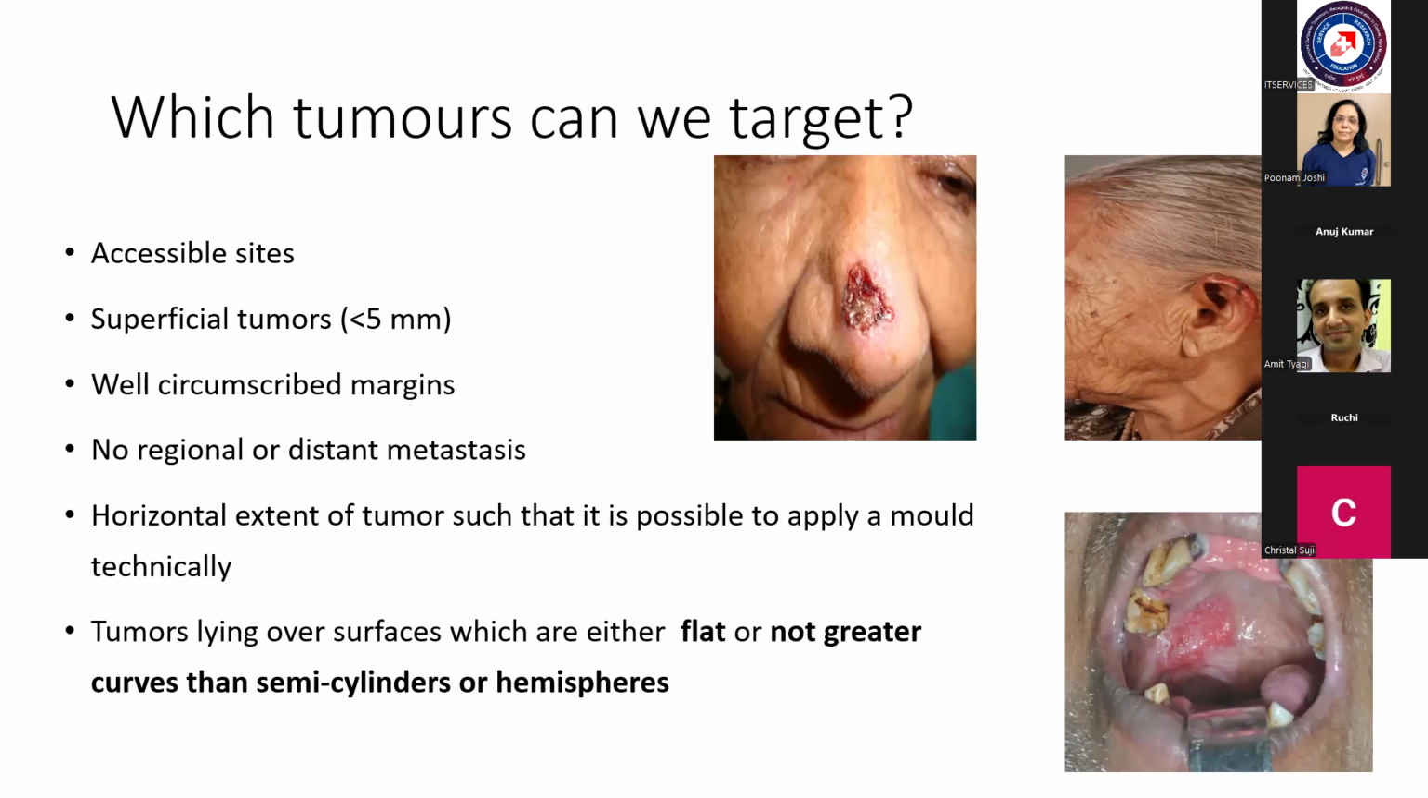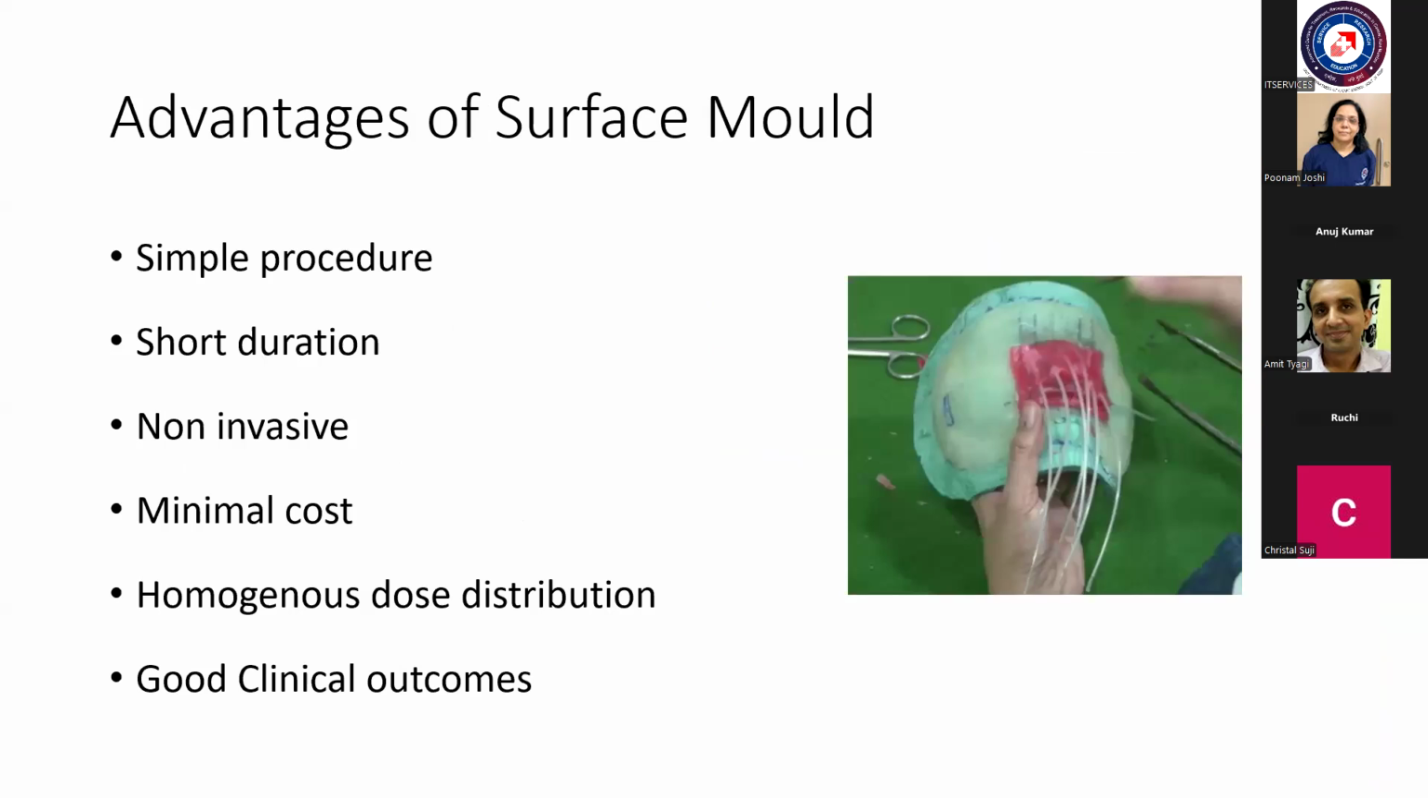So normally what we see in clinic at times, we see a basal cell carcinoma of the nose or the ear, where we again have to counsel the patient about the possible treatment options. And in such situations, surface mold brachytherapy is used, which has also shown excellent results. So we will discuss a little bit in detail about surface mold.